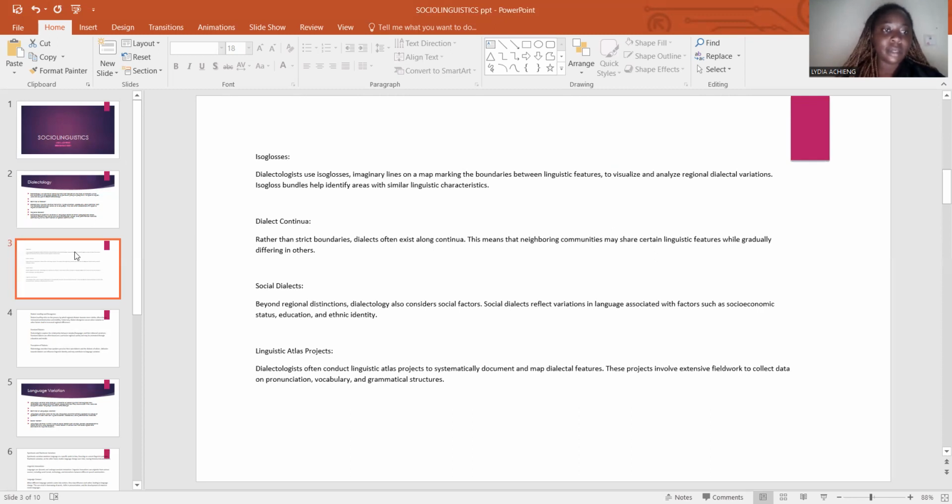Isoglosses. Dialectologists use isoglosses, imaginary lines on a map marking the boundaries between linguistic features, to visualize and analyze regional dialect variations. Isogloss bundles help identify areas with similar linguistic characteristics.